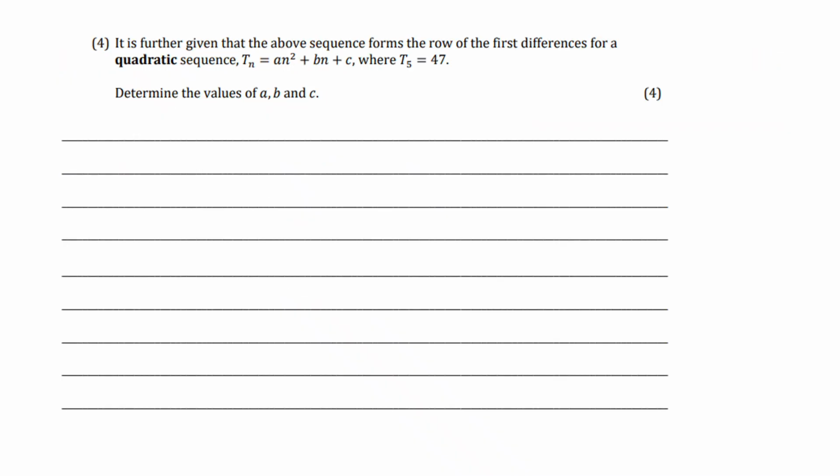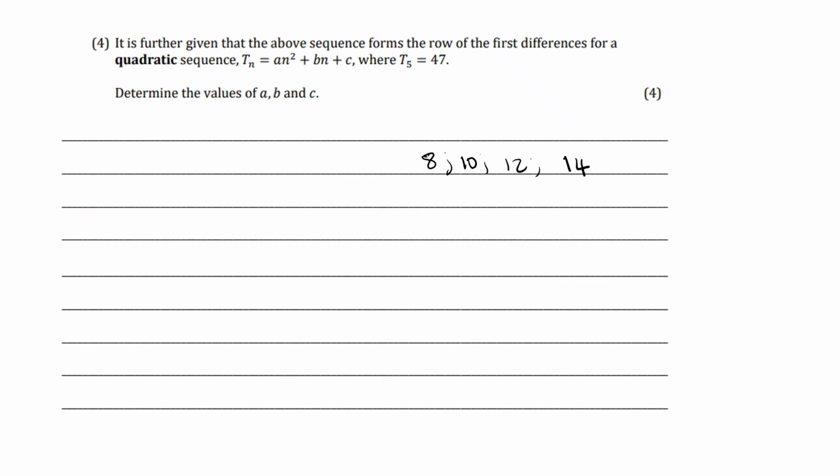They say that it is further given that the above sequence forms the row of the first difference for a quadratic sequence. So I'm just going to rewrite our first difference. I'm trying to make sure that I understand what the statement is saying. The sequence that we had, which was 8, 10, 12, 14, they say this is our first difference.